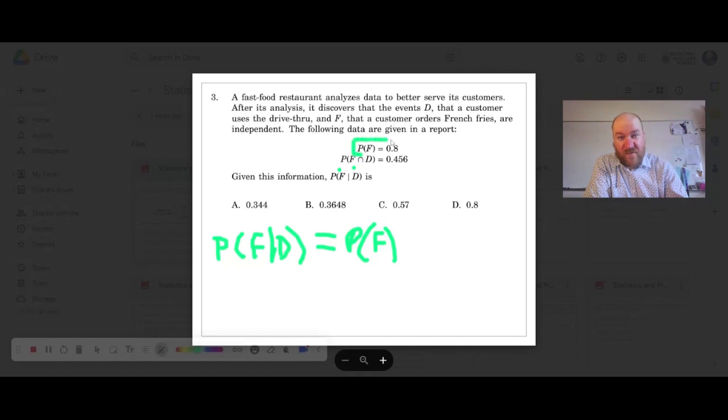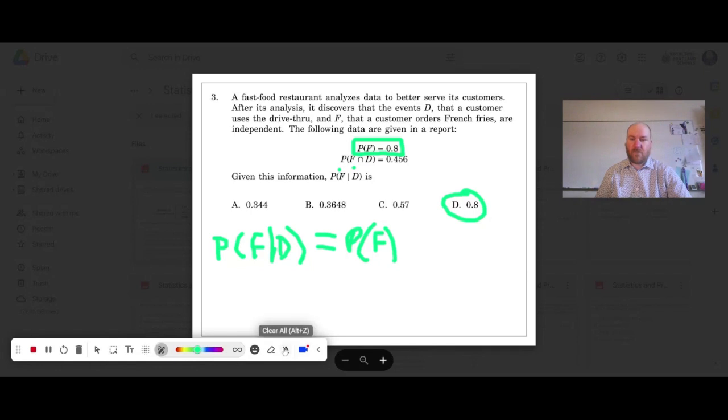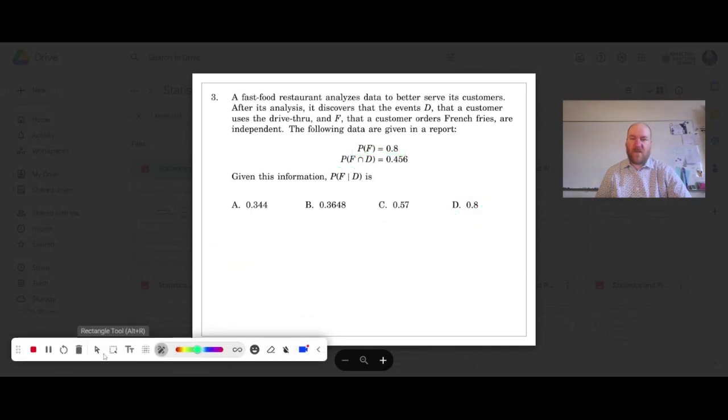And we already have that information here. The answer to this question is 80%. The fact that they were in the drive-thru did not impact how many of them ordered French fries. We already talked about that a little bit. Next question.